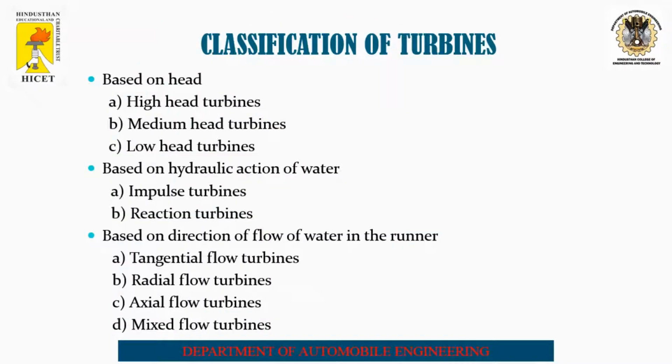We have some important classifications of turbines. They are classified based on three important factors. The first factor is head. Head is nothing but the energy stored in the form of height. Based on head, we have high head turbines, medium head turbines, and low head turbines. Then, based on hydraulic action, we have impulse turbines and reaction turbines, and based on the direction of flow of water in the runner, we have tangential flow turbines, radial flow turbines, axial flow turbines, and mixed flow turbines.